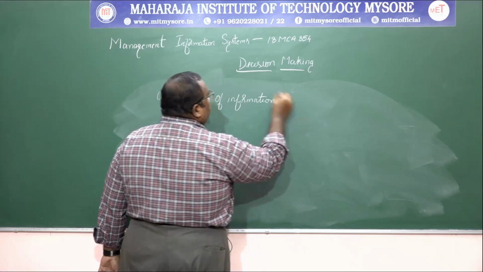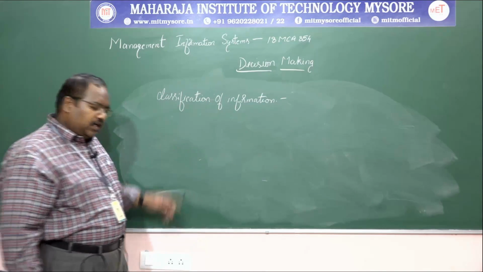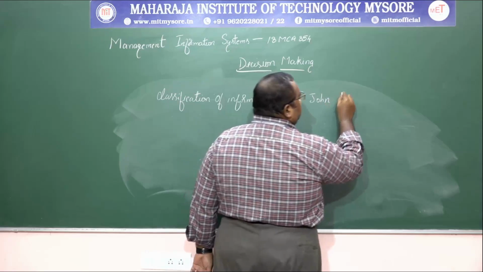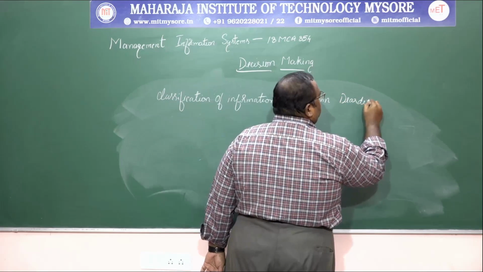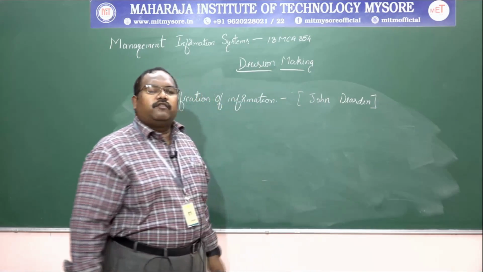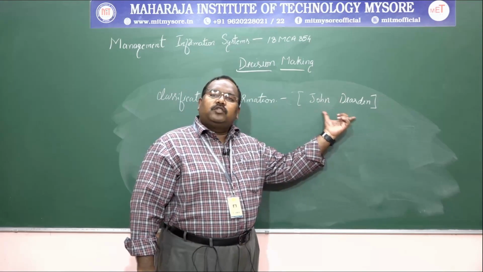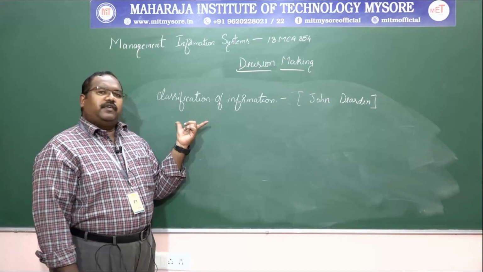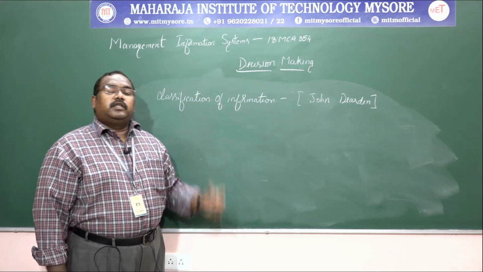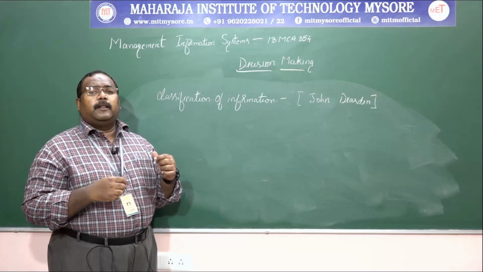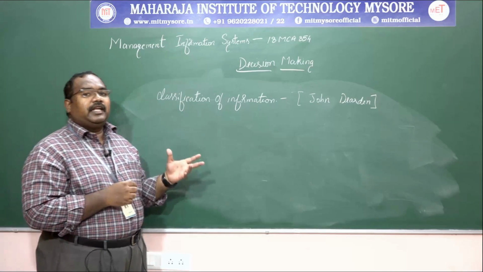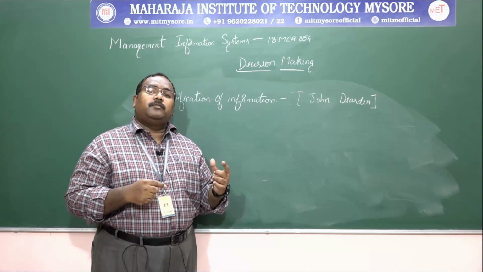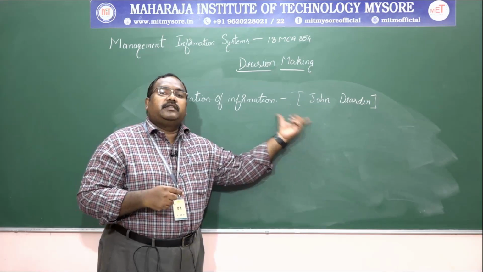How was information classified? This is also called the John Dearden method, because this method of classification of information was proposed by the person called John Dearden. So this classification method is also called classification with respect to John Dearden. In the exams there are two ways of asking this question. Explain the classification of information in detail. In one of the papers it was also asked as: explain the classification of information as per John Dearden's characteristics.